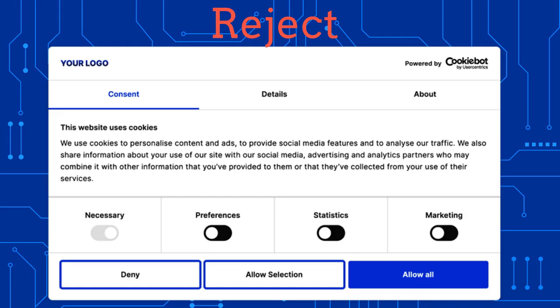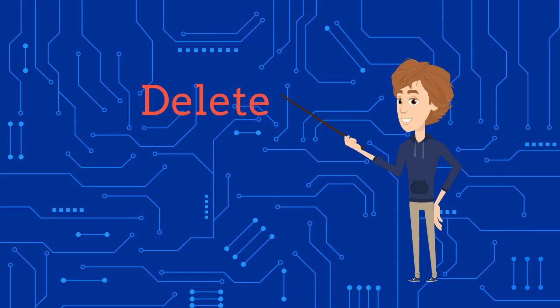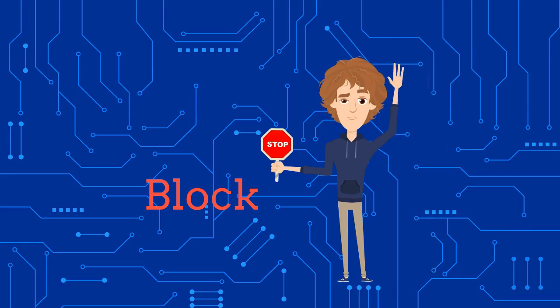In a previous video, we talked about cookie banners that appear on websites you visit. They give you the option to reject cookies you don't want, both from the site you are visiting and from advertisers and other third-party content. There are two other strategies you can use to prevent cookies from collecting data. You can delete cookies that have been set, or you can block cookies from being set in the first place.